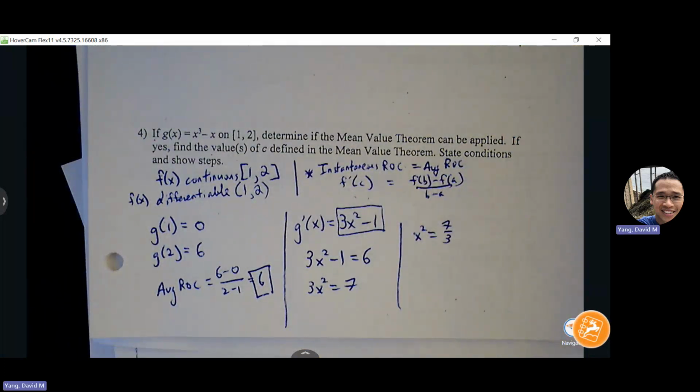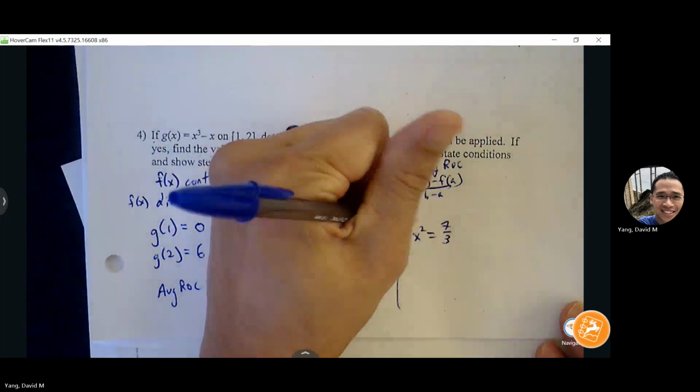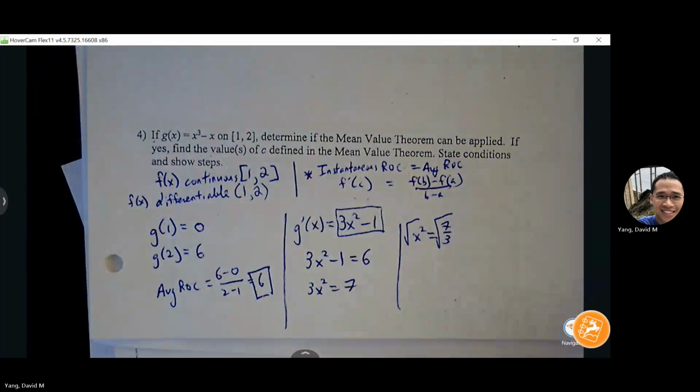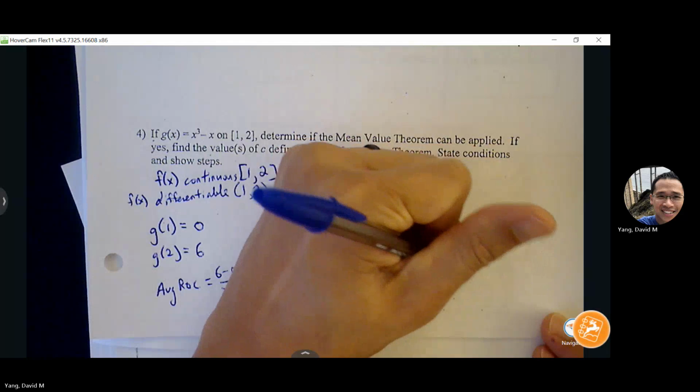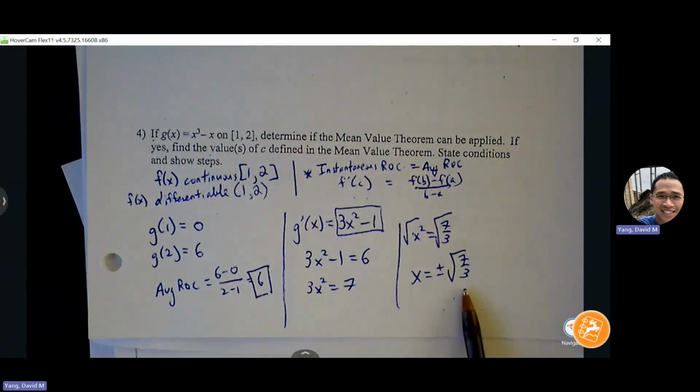Which is squared. Squared. Yeah, so what do we do from here? Plus or minus root 7 over 3. Yeah, plus or minus. Now, these are two different locations. Do we keep both of the solutions?